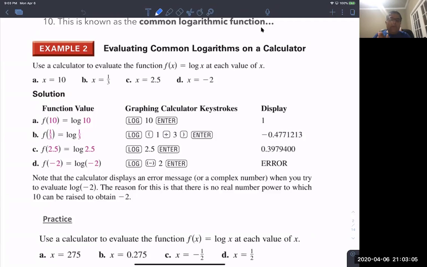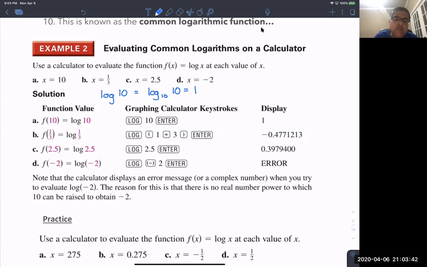So what I would recommend is to try these different values for common log with your calculator. Put in common log 10 in your calculator and see what you get. Now remember, log 10 is the same as log base 10 of 10, which remember is 1. So if you plug this into your calculator, you should get 1. You hit the log key, hit 10, and then hit enter, and you should get 1. And that's how you use it.